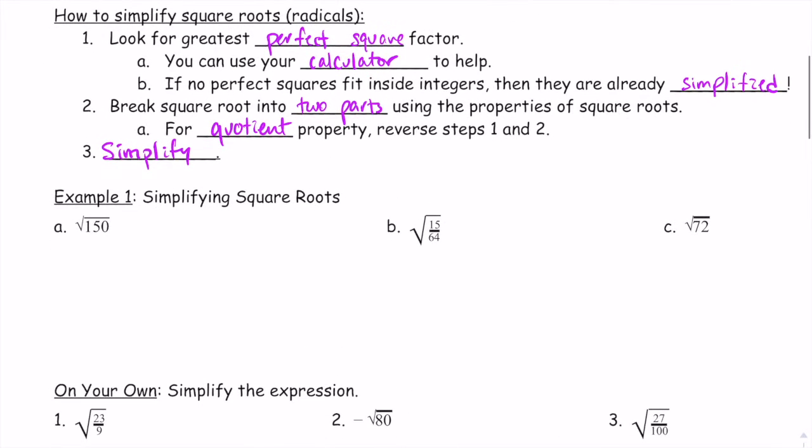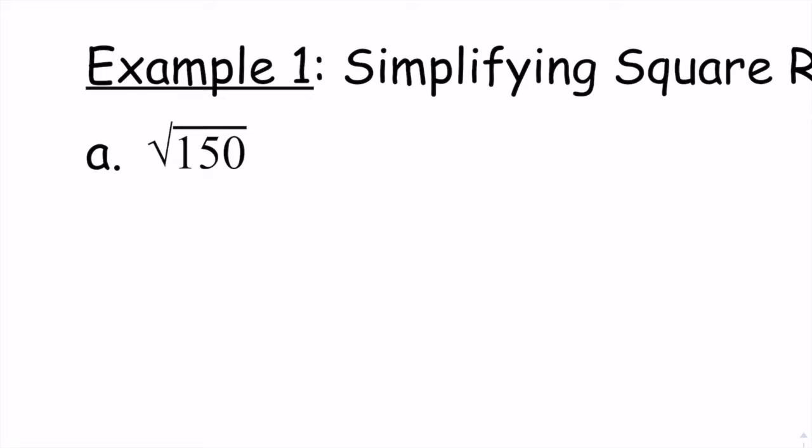So let's do 3 examples together before I let you guys work a little bit on your own. So square root of 150. Okay, so remember, perfect squares. You're looking for perfect squares that would fit inside 150. So let's see.